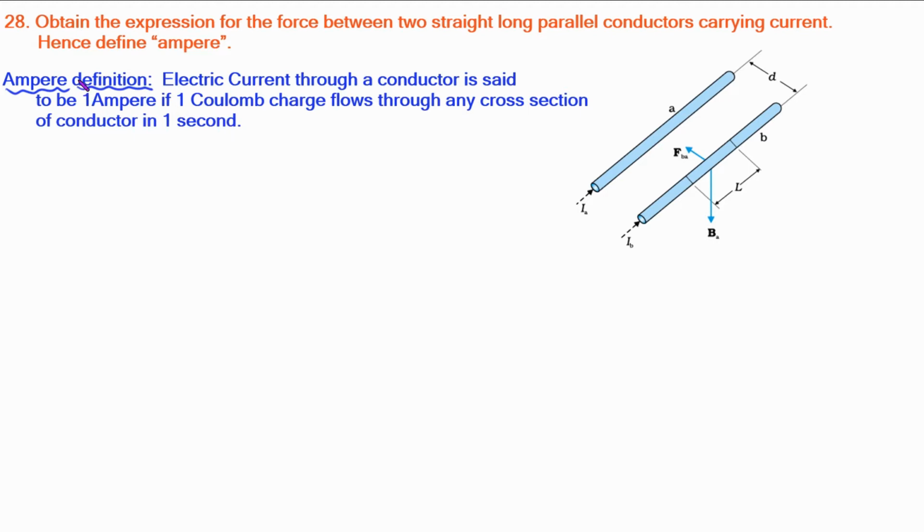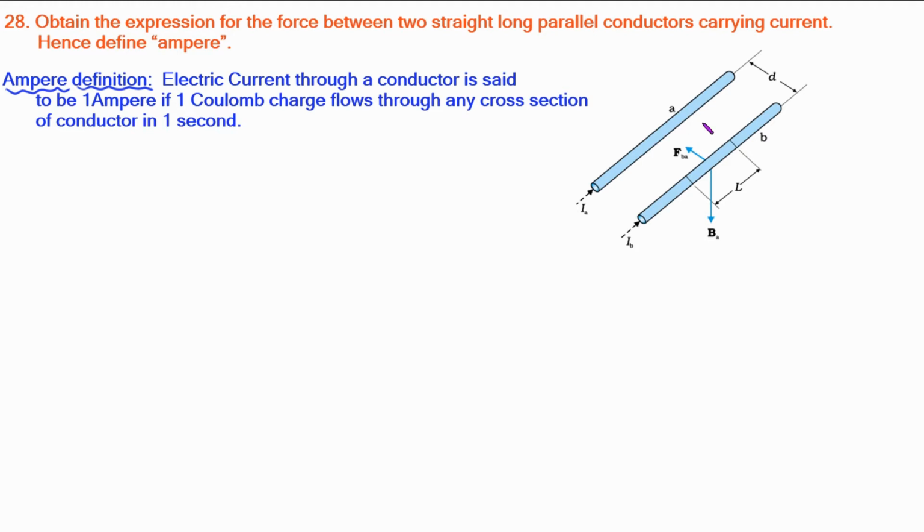So first I have mentioned the definition of ampere here. Electric current through a conductor is said to be 1 ampere if 1 coulomb charge flows through any cross section of conductor in 1 second. So there are many definitions for 1 ampere. We have used one simplest definition, that is electric current through a conductor is said to be 1 ampere if 1 coulomb charge flows through any cross section of conductor in 1 second. So you have to calculate the force between two straight long parallel conductors here.